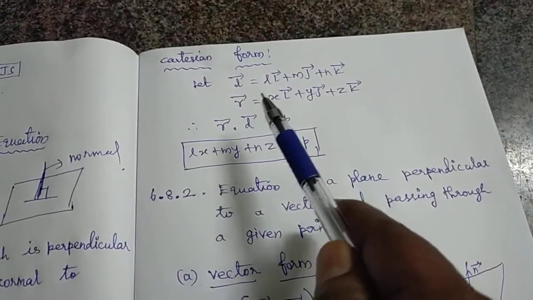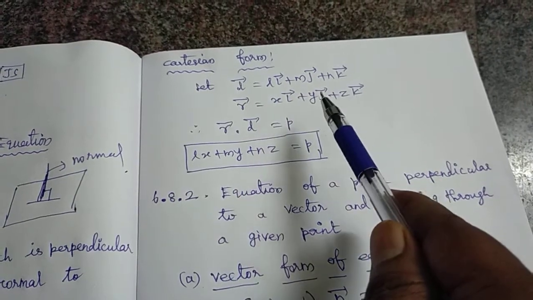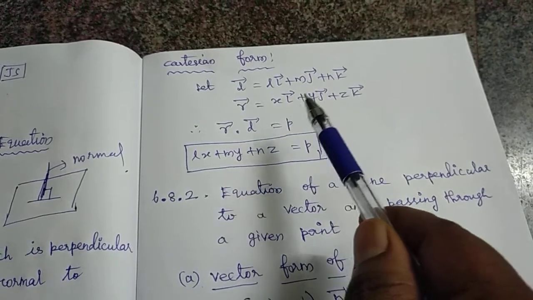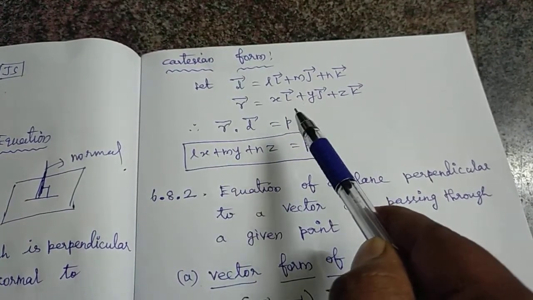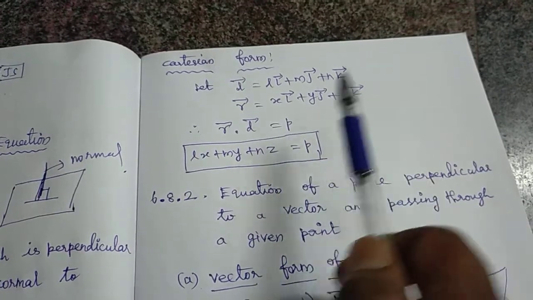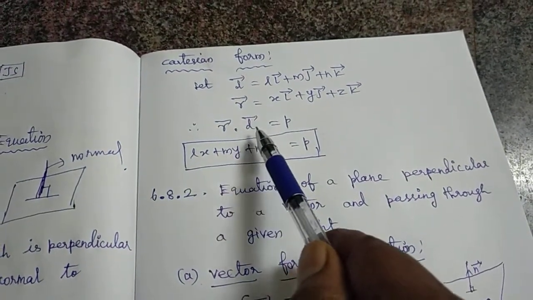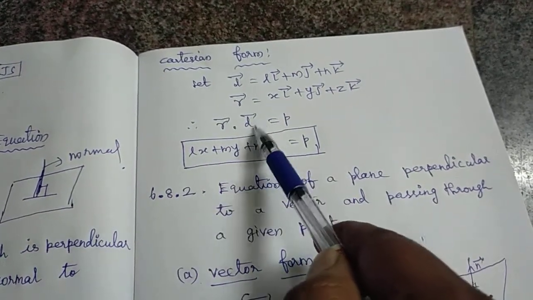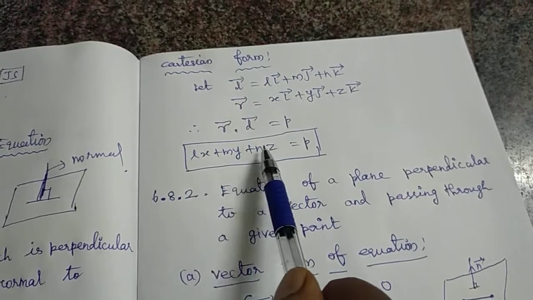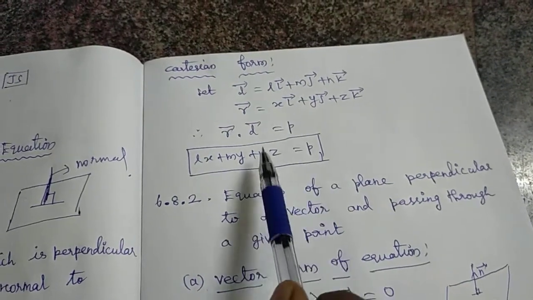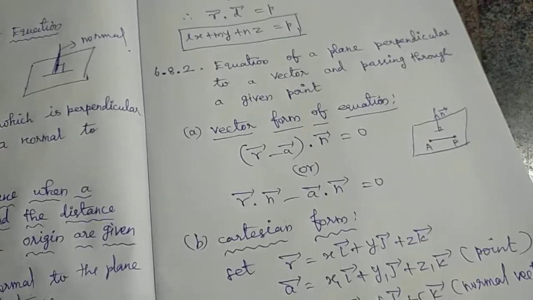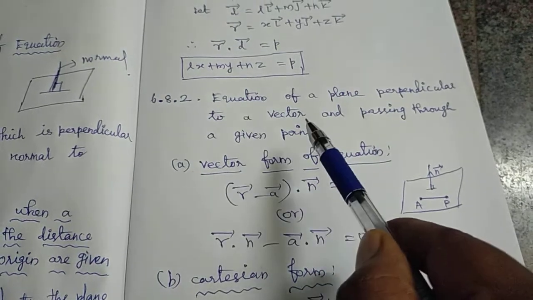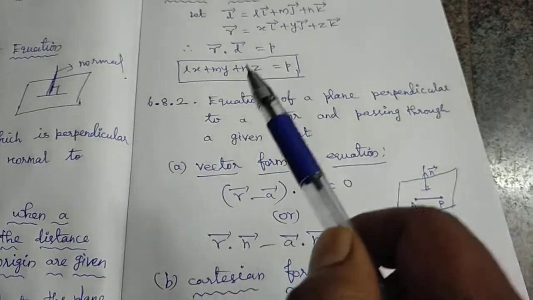Second one, Cartesian form. Let me take d vector equal to L into i vector plus M into j vector plus N into k vector. R vector, you know that usually we take in vector algebra x i vector plus y j vector plus z k vector. So r vector dot d vector equal to p. Substituting r and d values here, we get Lx plus My plus Nz equal to p. This is Cartesian form.